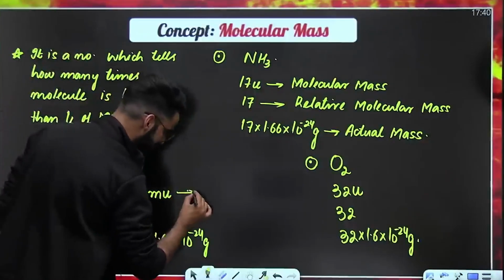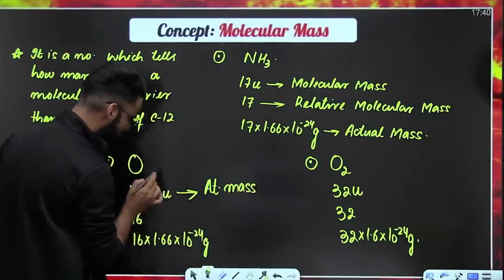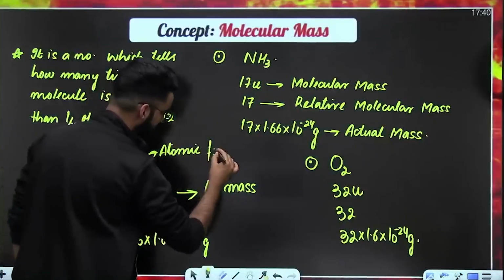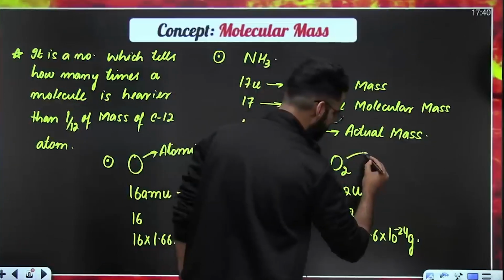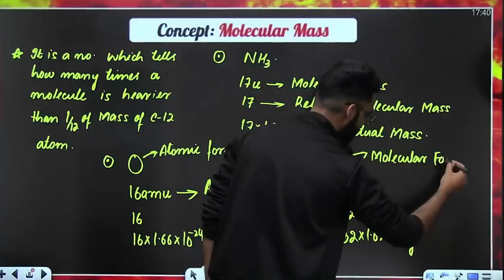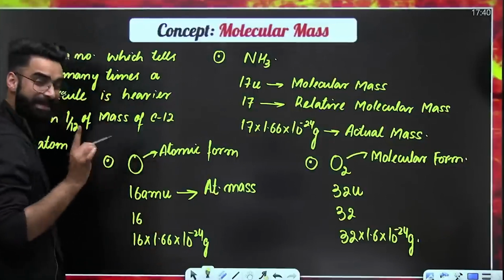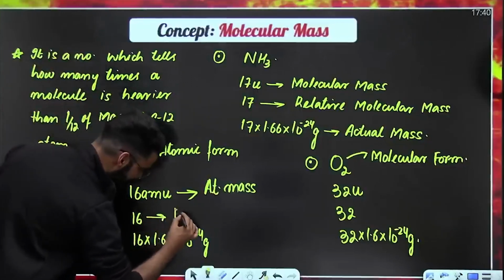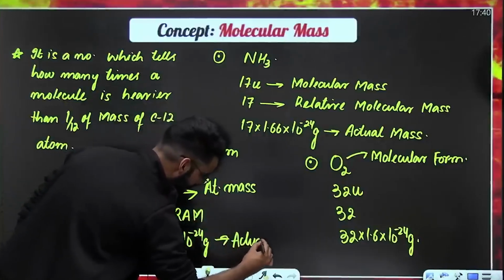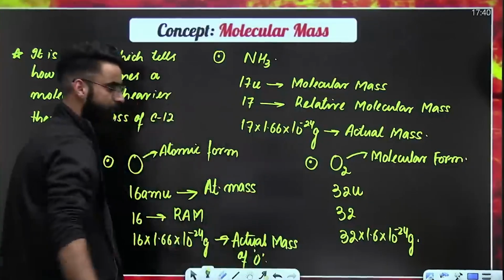The first terminology, 16 AMU. What is it? It is basically the atomic mass of oxygen, since oxygen here is in atomic form. And here, oxygen is not in atomic form, it is in molecular form. This is the difference. That's all. This particular term I'm calling the atomic mass of oxygen, this 16 the relative atomic mass of oxygen, and this particular term the actual mass of O.